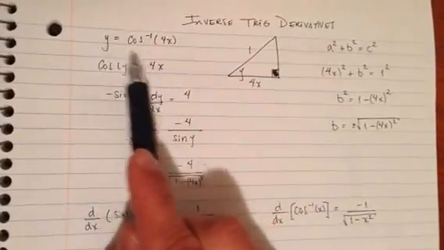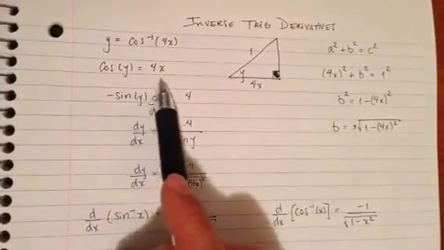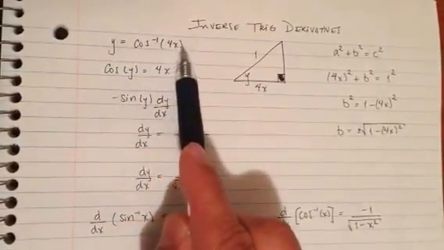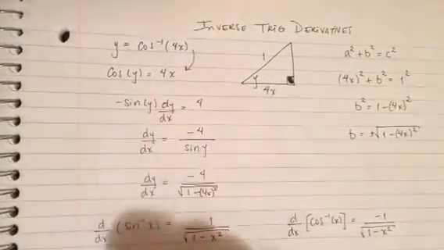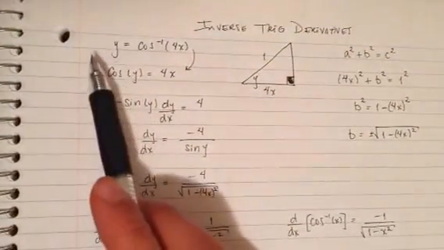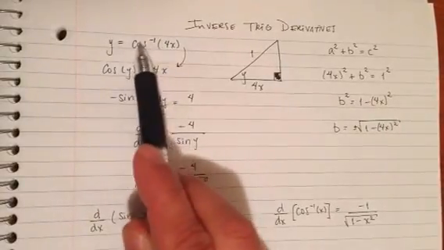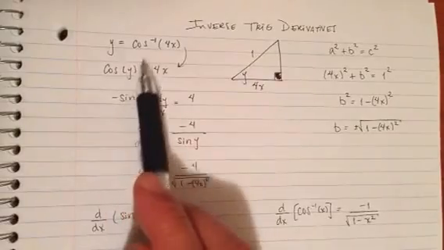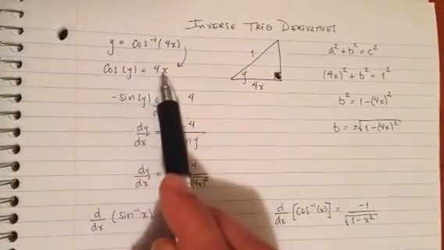In order to derive these formulas, what I had to do is rewrite it. So this equation here became this guy right here. If you notice, if we take cosine on both sides, to get rid of this cosine inverse, we can take the cosine of y, and the cosine inverse is going to simplify out. You're going to be left with 4x.